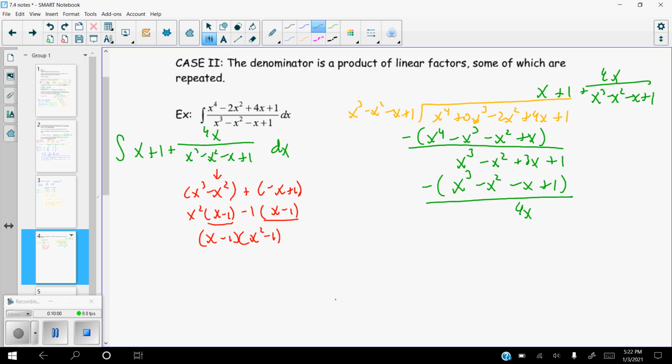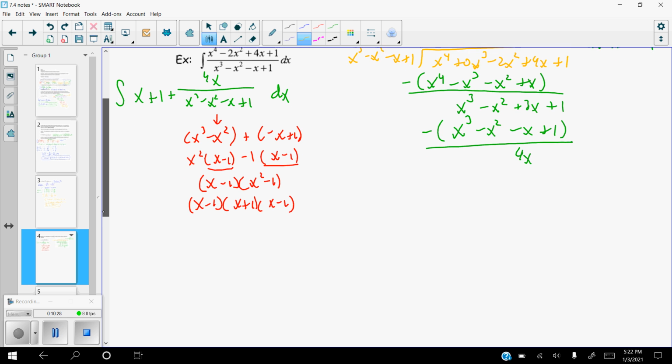It factors again. So what I get is x minus 1 times x plus 1, x minus 1. Now what you will notice here is that I have two factors of x minus 1. Okay, and this is going to be really important. If you have two factors which are linear, but they are not distinct linear factors, you're going to have a different situation than we've seen before. So let's go ahead and write this out.